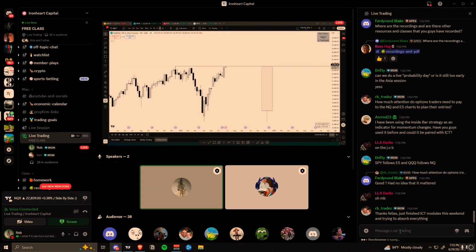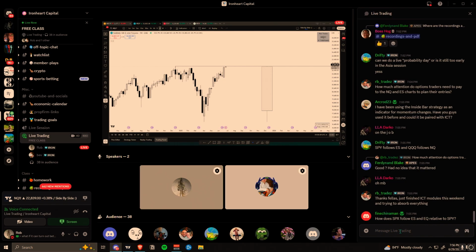SPY follows ES and QQQ follows NQ. It's the same index. But the one thing about SPX is it doesn't track any overnight activity. If you look at SPX and NDX compared to SPY and QQQ, you'll see that it's basically like a ladder. NQ has all the data, QQQ has a good majority of the data, and NDX has basically bare minimum data, just New York hours. So you always want to correlate all of them. Any options you're going to take on SPX or SPY, just look at ES. It will save you a ton.